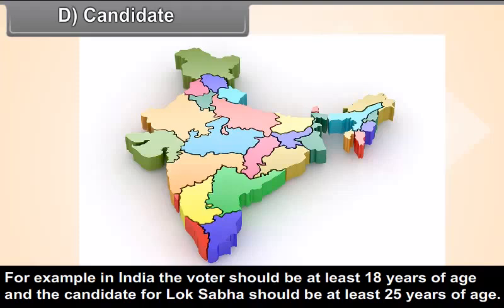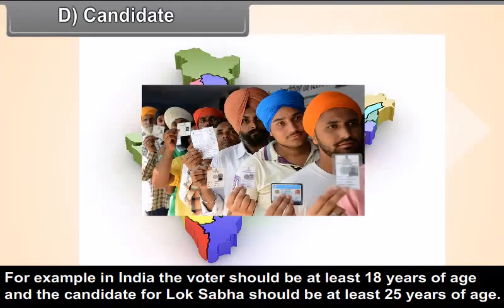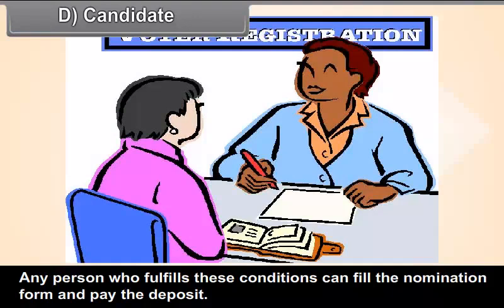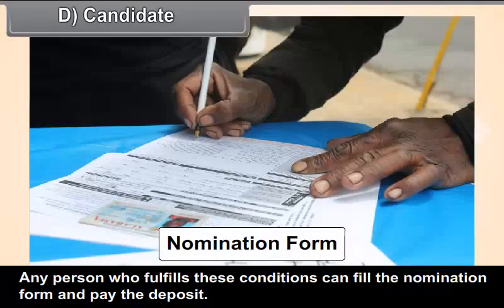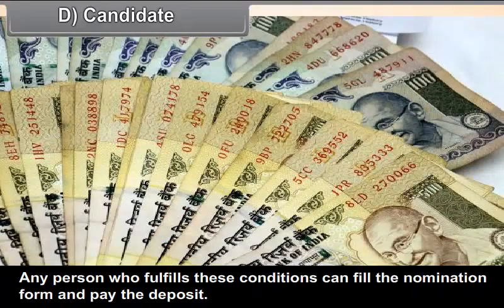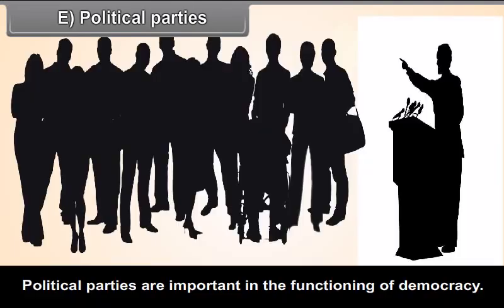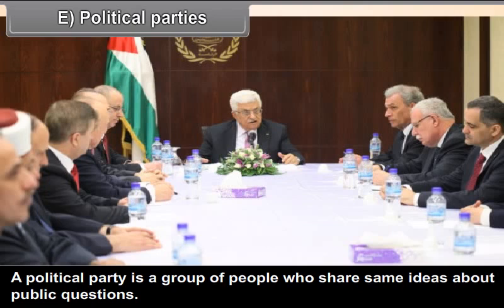D. Candidate. Any person who is a voter can become the candidate, but there is a difference of age. For example, in India, the voter should be at least 18 years of age and the candidate for Lok Sabha should be at least 25 years of age. There are other conditions for the candidature laid down by the laws. Any person who fulfills these conditions can fill the nomination form and pay the deposit. A citizen can stand as an independent candidate or a political party can nominate the candidates for an election.